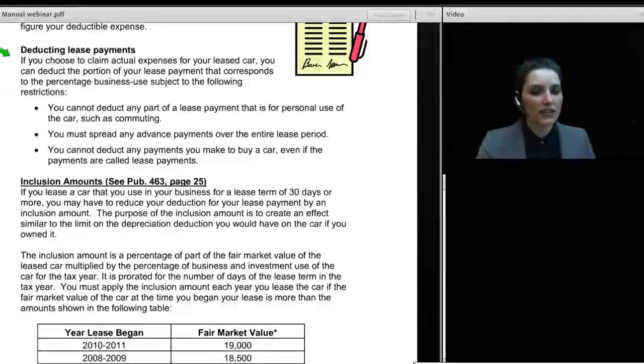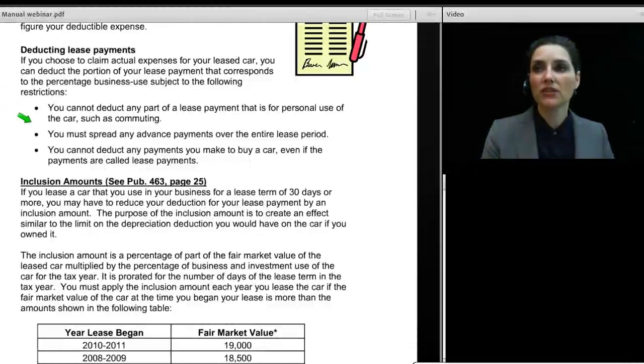If you choose to claim actual expenses for your leased car, you can deduct the portion of your lease payment that corresponds to the percentage of business use, subject to the following restrictions. Number 1, you cannot deduct any part of a lease payment that is for personal use of the car, such as commuting. Number 2, you must spread any advanced payments over the entire lease period.